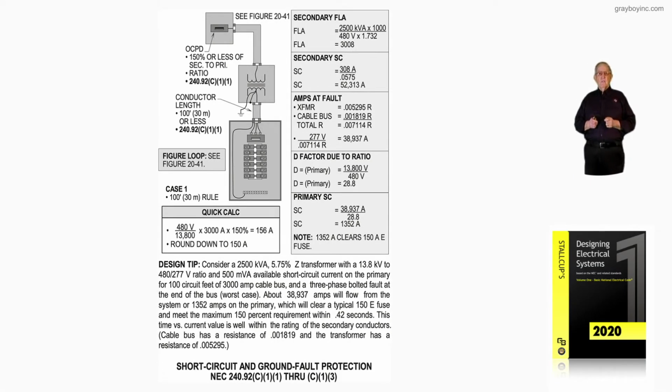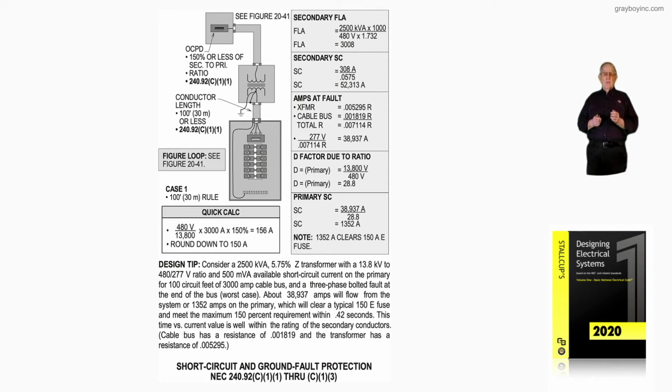This illustration deals with short circuit and ground fault protection in accordance with 240.92(C)(1) Item 1 through (C)(1) Item 3. C is in car. Now, before we really get into this illustration, I'd like to look at the design tip with the information that we have presented here.